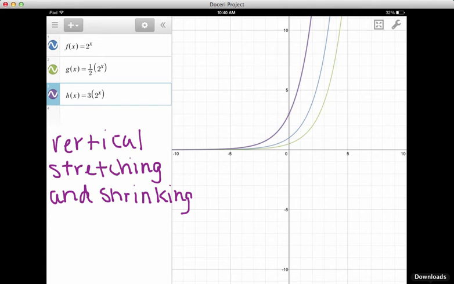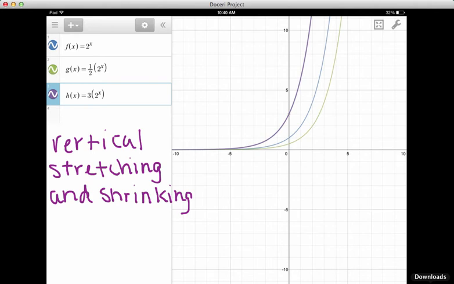This example demonstrates stretching and shrinking vertically. What I did here was to start off with the function in blue f of x equals 2 to the power x, then applied the rules for stretching and shrinking functions vertically. The function g of x shows a function shrunk vertically. If you look at the function g of x, you will notice that I multiplied it by 1/2.